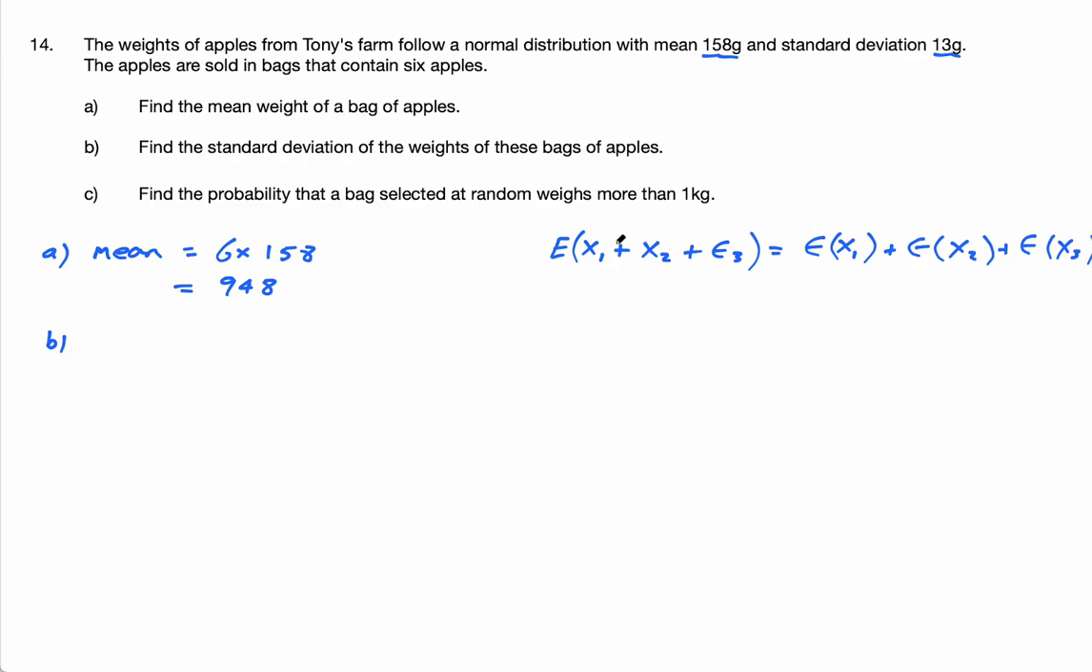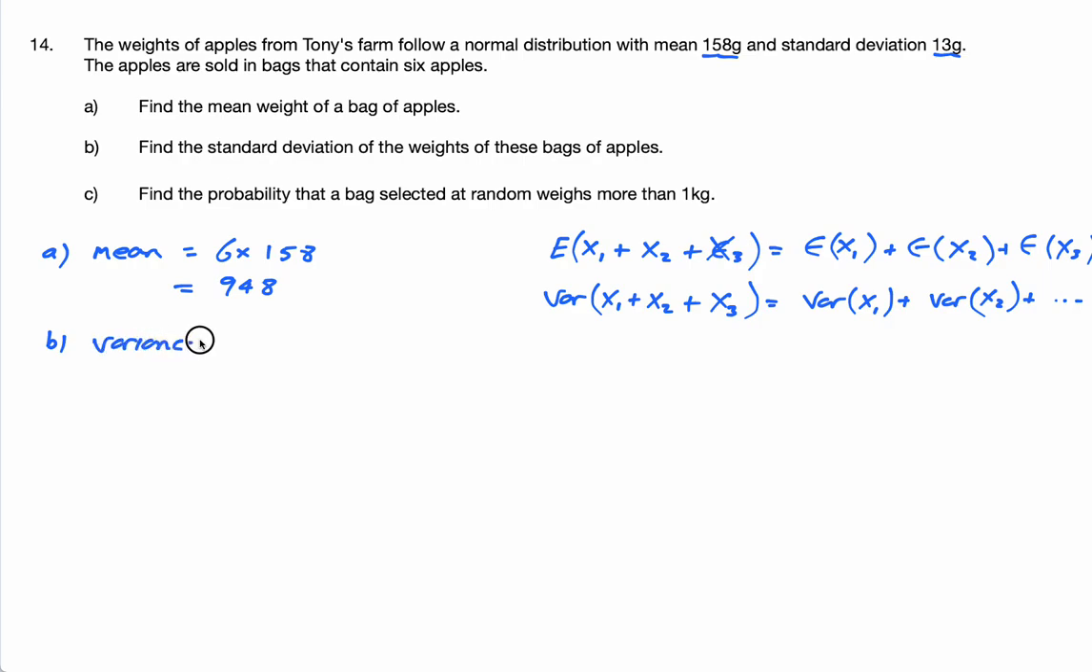That's for the mean. And for the variance, it's the same thing. The variance of x1 plus x2 plus x3 is equal to the variance of x1 plus the variance of x2 plus the variance of x3. But they're not asking for the variance, they're asking for the standard deviation. So I can't just do 6 times 13 to give me the standard deviation. What I have to do is get the variance first.